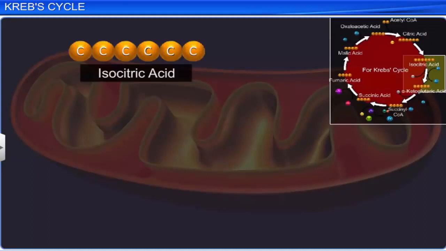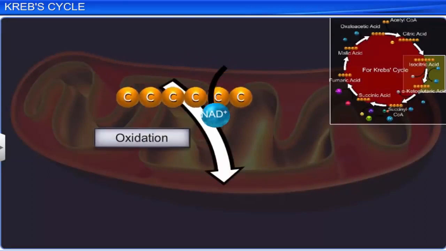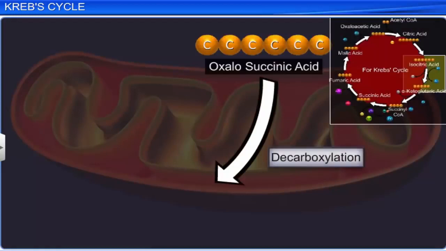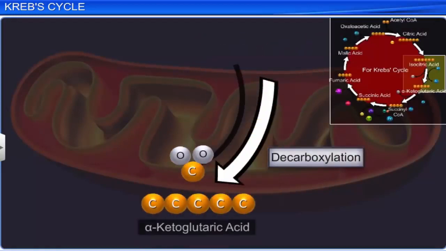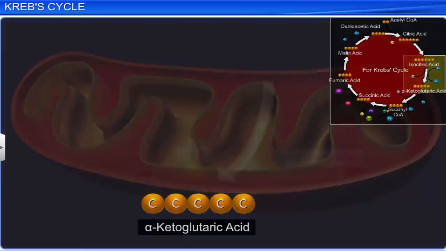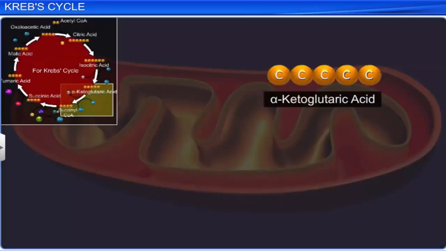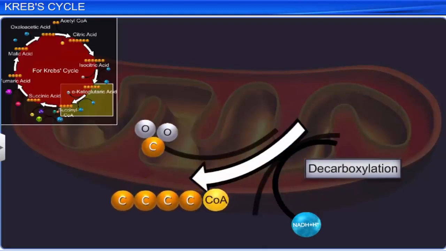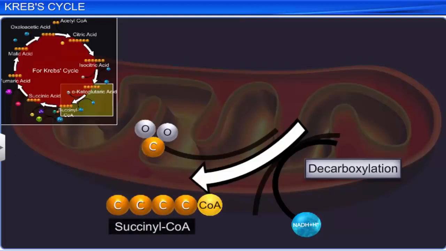The isocitric acid is then oxidized in the presence of NAD+ to form oxalosuccinic acid, which is later decarboxylated to form alpha-ketoglutaric acid. This alpha-ketoglutaric acid undergoes oxidative decarboxylation using coenzyme A to form succinyl coenzyme A, along with the reduction of NAD+ to NADH plus H plus ion.